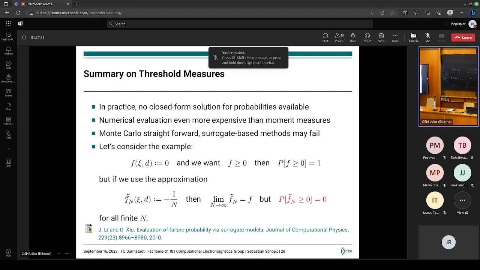I define a function f_n, which is minus, and the minus is the crucial part of this construction, 1 over n. And this obviously converges for n towards infinity to the function I actually want to approximate, right? But essentially, in all cases, this gives me the wrong probability. For all finite n, the result of this function will be negative. I want to have a positive function, so it will always be a wrong result. So I will always characterize things exactly the opposite. And this construction, I agree, is a bit pathological, but it shows the problem that you have there. And that's why it's necessary to do these kinds of hybrid approaches.